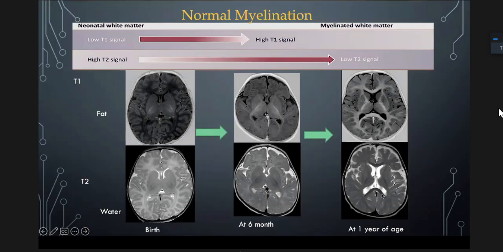At 1 year of age, these are the images where on T1 weighted images the brain would be almost like a normal adult brain. Your entire white matter is myelinated, except some subcortical white matter, which may not be completely myelinated, but usually that will be seen better on T2 weighted images. Again, on the T2 weighted images, what is white here will be dark here. However, T2 will lag behind by 2 to 3 months.